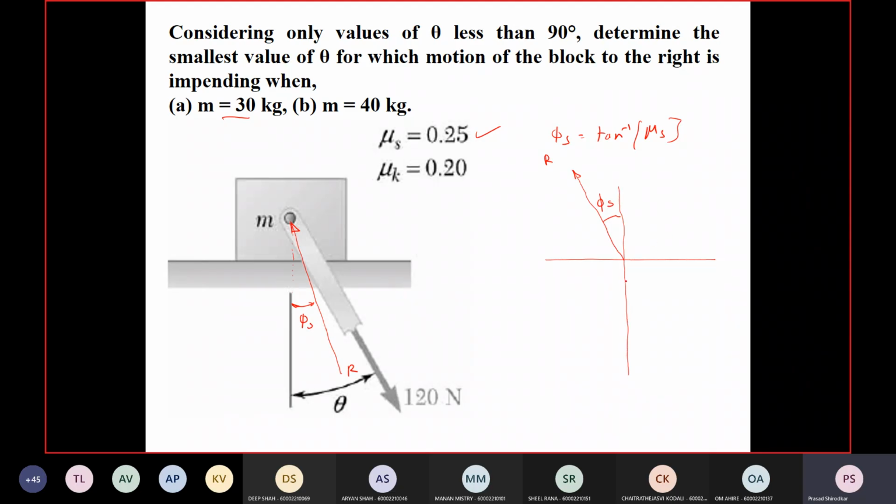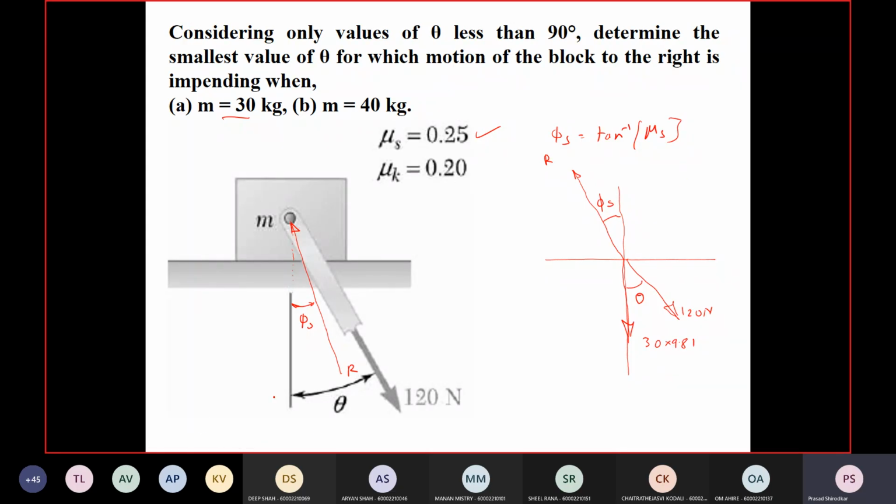And the weight will be W, that will be 30 into 9.81, and this 120 Newton force, at an angle theta, and that is what you have to find out. So just present all these values and find out phi s.